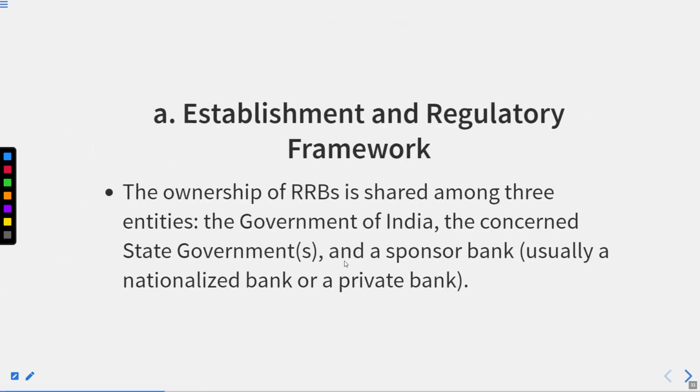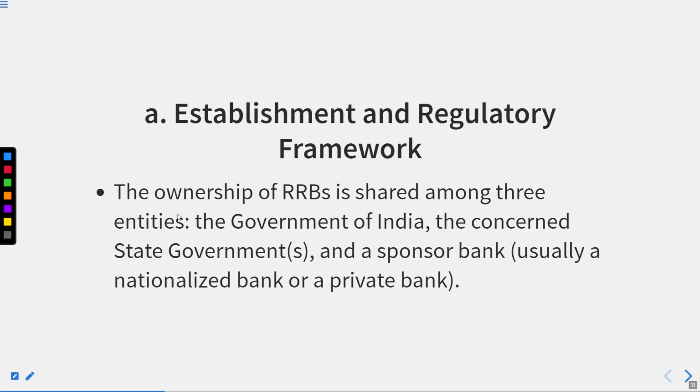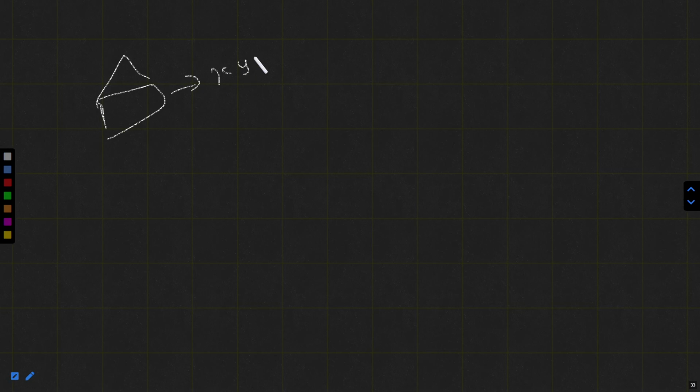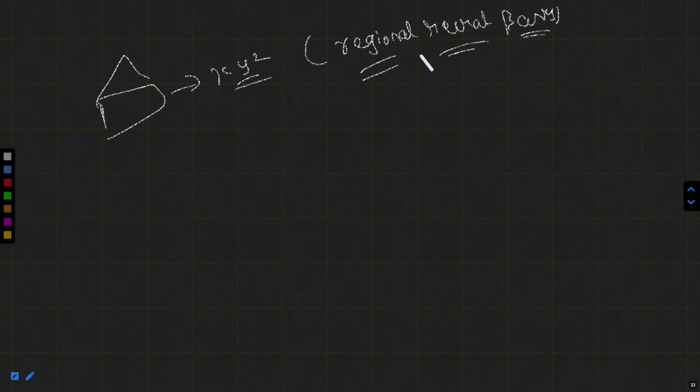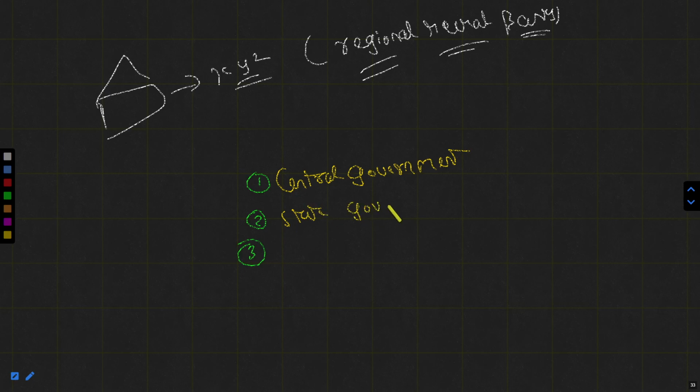Now, if we move forward, the ownership of RRBs is shared among three entities: the Government of India, the concerned state government, and the sponsor bank. It means that if this is a bank called XYZ and this is the regional rural bank, what are the three entities who could have their stakes in XYZ? Basically there are three main entities. The first is the central government. Second is the state government. And the third is a sponsor bank.